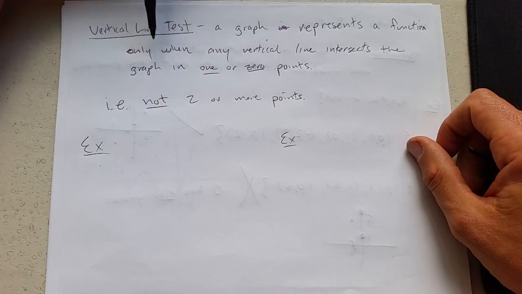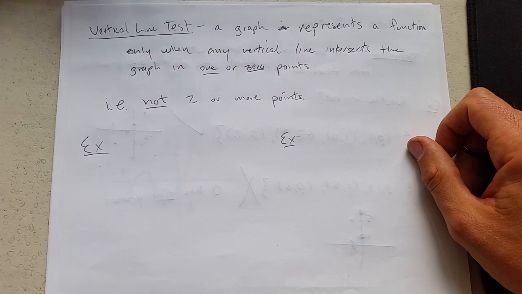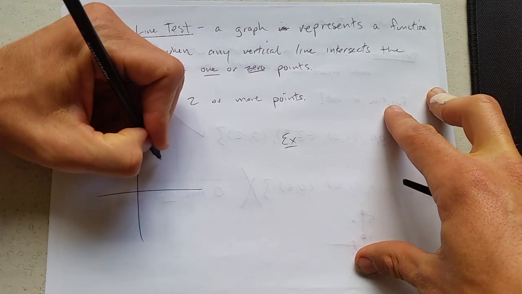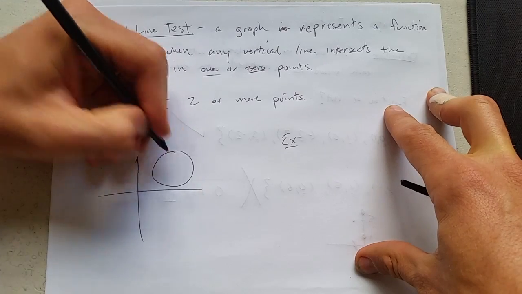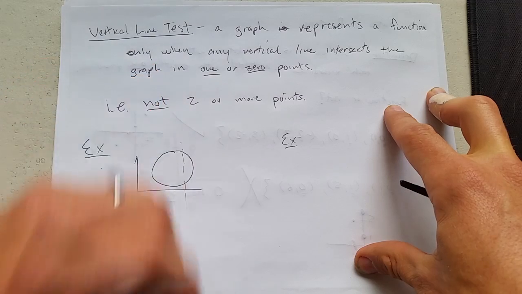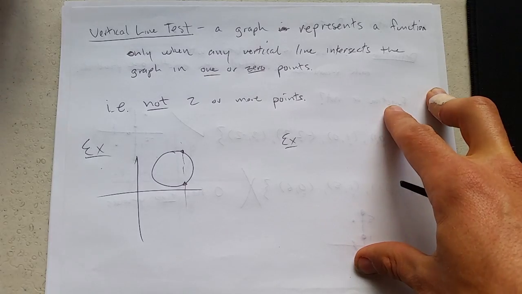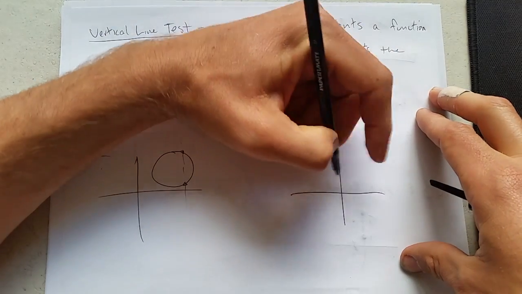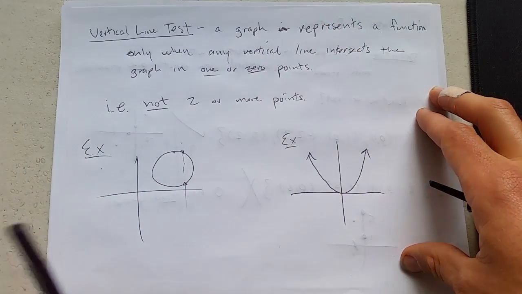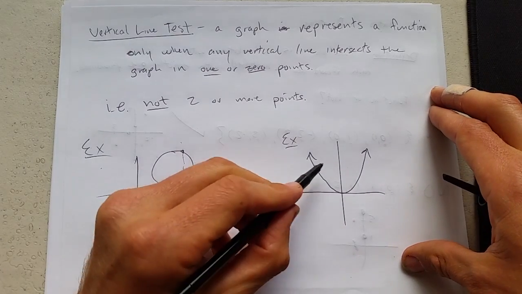A graph represents a function only when any vertical line intersects the graph in one or no points, i.e. it is not going to hit in 2 or more. A circle is a nice thing to think about, and it definitely fails the vertical line test. There are lots of places where it's going to fail. For example, here is one vertical line that we would fail, with 2 intersection points. Things that pass: we'll see this very popular function, the parabola, right here. If you think about a vertical line scanning through, you would only intersect in 1 point, no matter what vertical line you're using.